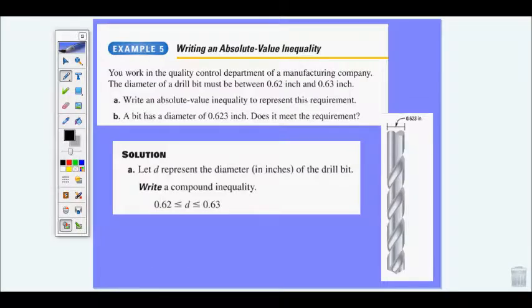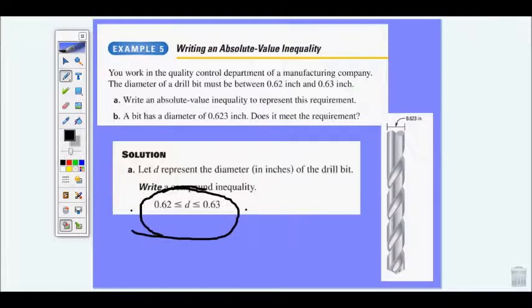So if we were going to write an absolute value inequality, we're going to use a little bit more of a real life situation here. You work in the quality control department of a manufacturing company. The diameter of the drill bit must be between 0.62 inches and 0.63 inches. So if you write the absolute value inequality to represent this requirement, our value needs to be between 0.62 inches and 0.63 inches. It can be larger than the 0.62, but it has to be smaller than the 0.63.